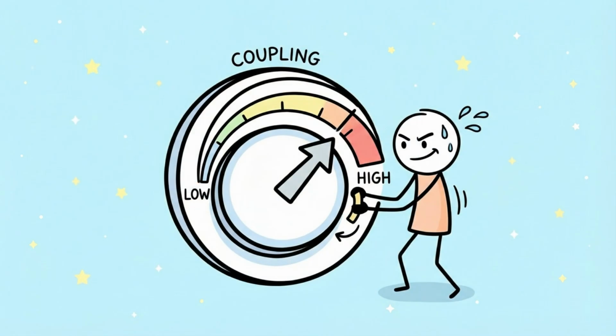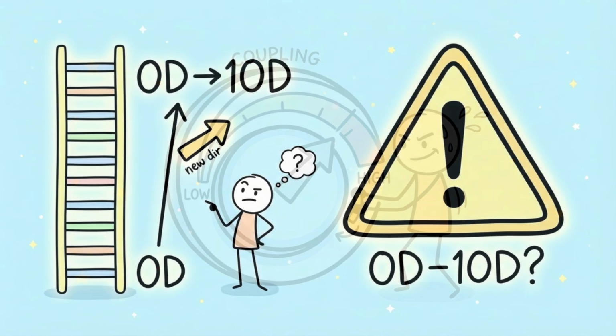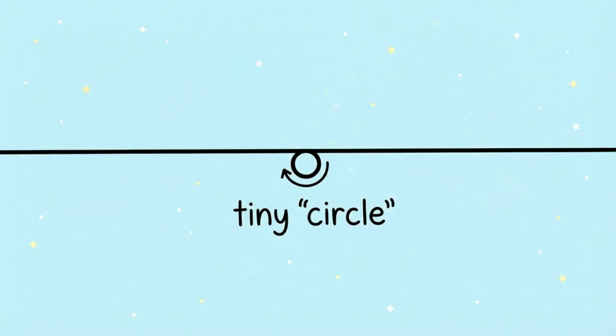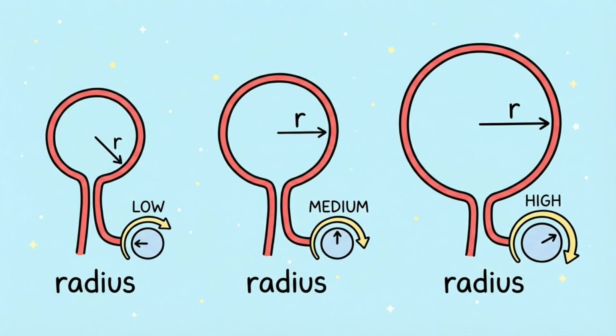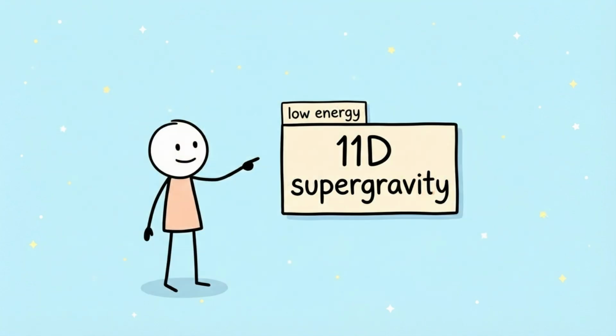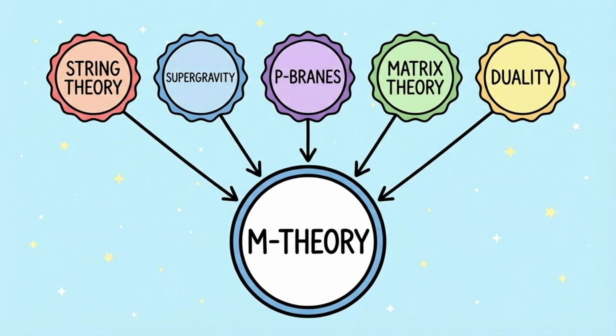When you crank up its coupling strength, the math suggests a new spatial dimension effectively opens up. More precisely, it behaves like there's an extra circular dimension whose radius grows as the coupling gets stronger. In that strong coupling limit, the theory looks 11-dimensional, and its low-energy approximation is called 11D supergravity. That unifying 11-dimensional framework is what people call M-theory.